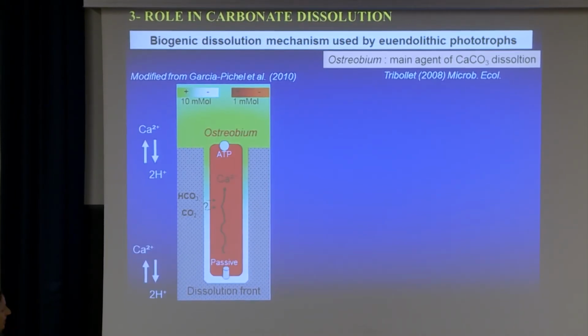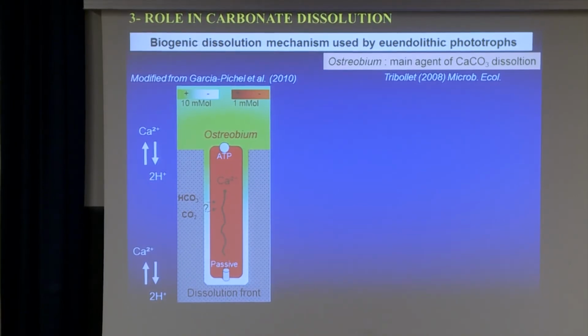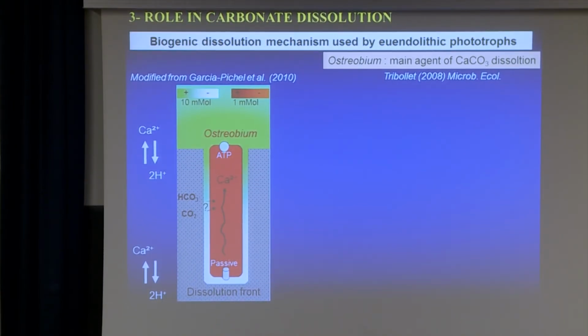It's probably easier for Ostreobium, which is the main agent of dissolution in coral reefs, because it's a siphonous alga. There are no cross walls, so the transport of ions is probably much faster than for a cyanobacterium. We think that Garcia-Pichel is right, and what he found for cyanobacteria is probably true for the chlorophyte here, that there is exchange of calcium ions and protons at the dissolution front, creating the conditions for dissolution, and the calcium is released at the other end during the day.